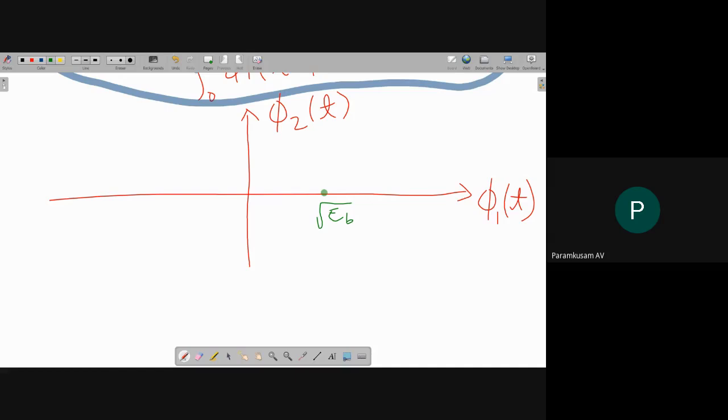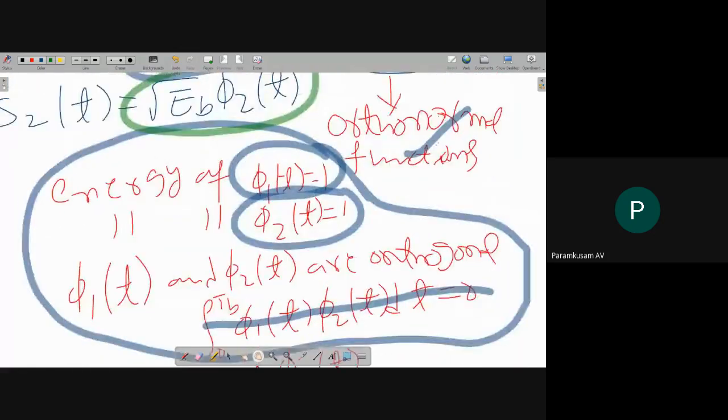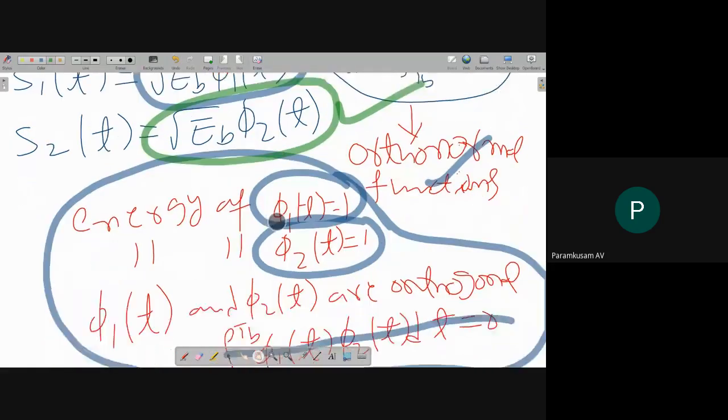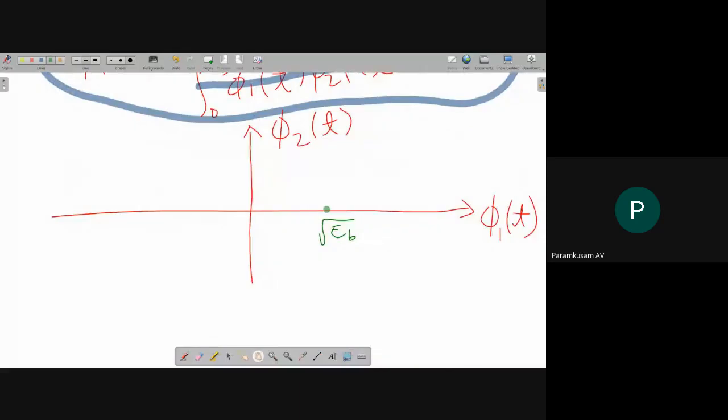Okay. What is the point S2? ఎవరైనా చెప్పగలరా? S2 of t is equal to root Eb phi 2 of t. Can you represent S2 in the signal space diagram? ఎక్కడ వస్తుంది a point? Any one of you has to give the answer. S2 point ఎక్కడ వస్తుందో చెప్పాలి.